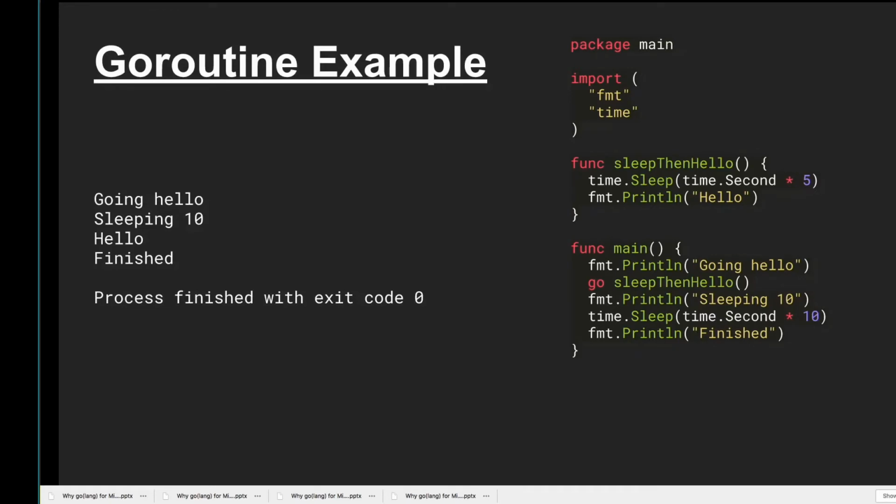On the left, we can see going hello, sleeping 10, so we get the print before this happened, and then the function eventually gets scheduled, and it waits for 5 seconds, prints hello, and then because we've waited for 10 seconds here, the last thing we do is we print finished. So that's a goroutine.